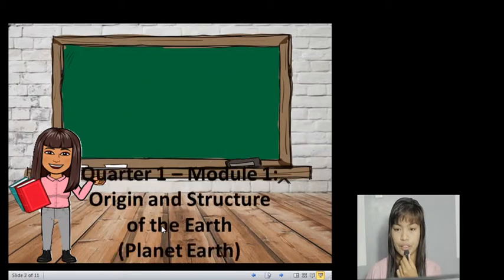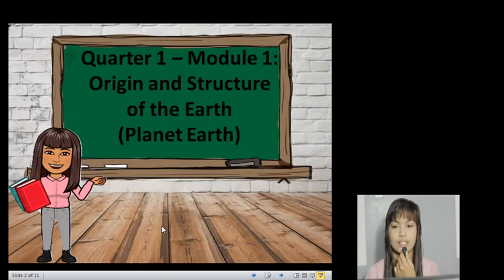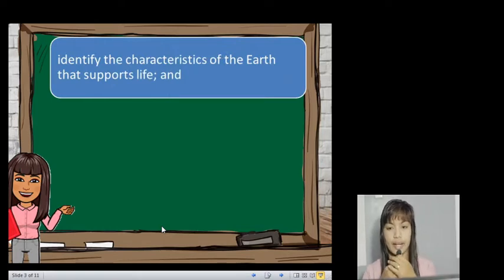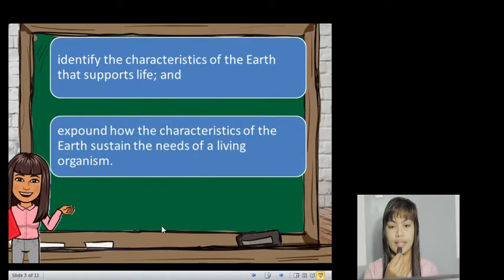For this quarter, Module 1, we're going to discuss the origin and structure of the Earth, or the planet Earth. Please check your modules if you have the same title. For this module, our objectives are: first, identify the characteristics of the Earth that support life, and expound how the characteristics of the Earth sustain the needs of a living organism.